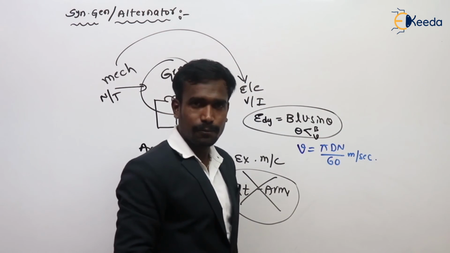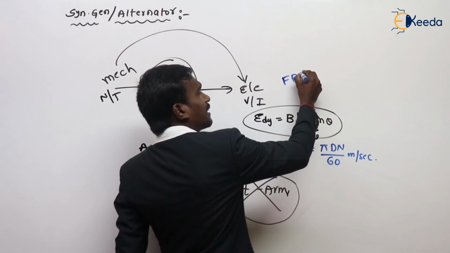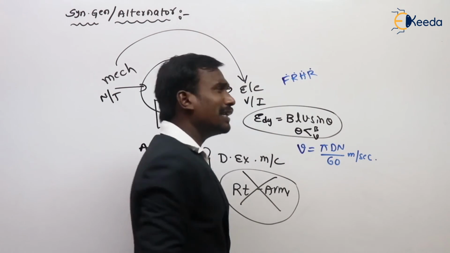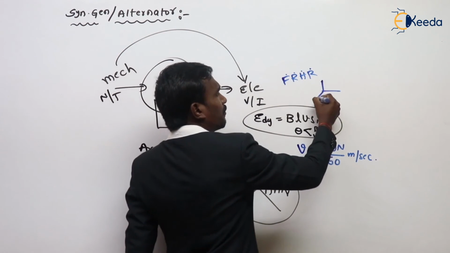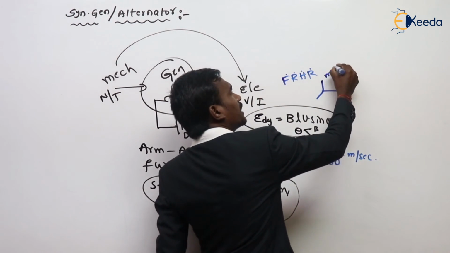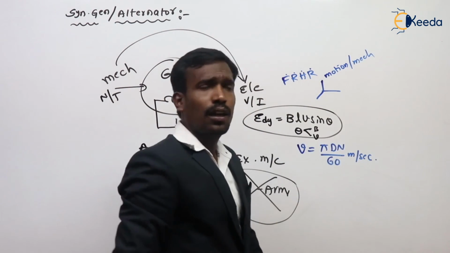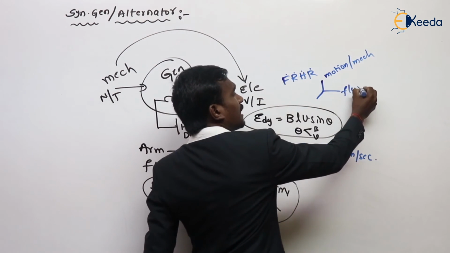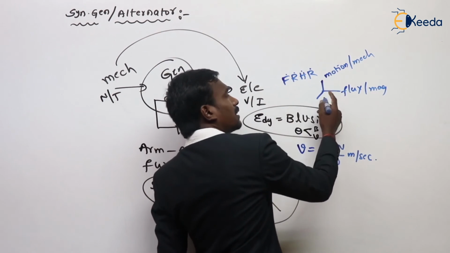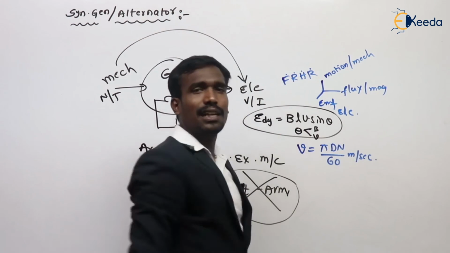Very important thing: the direction of induced EMF is given by Fleming's right hand rule. According to this rule, stretch the 3 fingers of the right hand 90 degrees to each other. The thumb indicates the motion of the conductor, which is the mechanical quantity. The forefinger indicates the flux direction, which is the magnetic quantity. When these two are there, it produces the EMF, which is the electrical quantity.